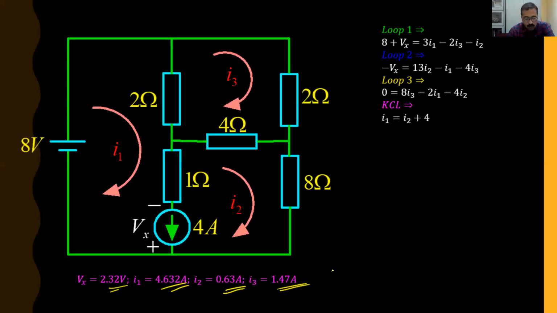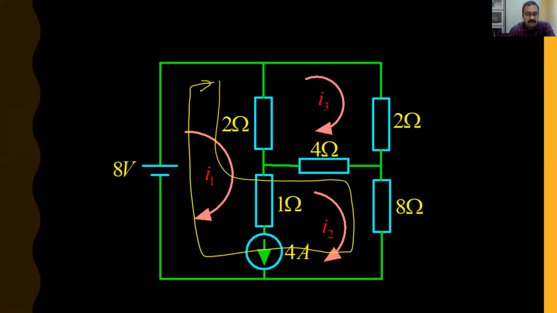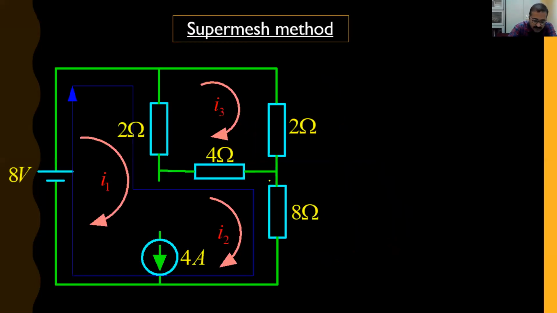Understood? Or we can straight away make use of what is called the super mesh method. How will you do the super mesh method? We have to combine the 2 meshes to which the current source is common, excluding the current source, and write the KVL equation in terms of the original mesh equations. So that means you will get something like this. So this is our super mesh now, right?